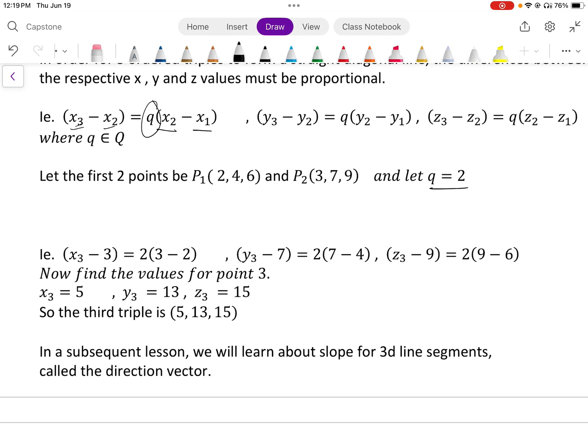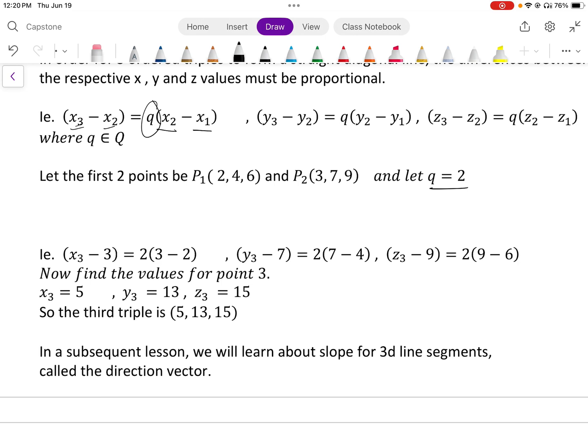So if we calculate our change in x from point 1 to point 2, we get 3 minus 2. That's x2 minus x1. It's going to give us 1 times 2. That should be equal to x3 minus 3. Y3 minus 7 equals 2 times 7 minus 4. Z3 minus 9 equals 2 times 9 minus 6. Calculating each one, I get x3 equals 5, y3 equals 13, and z3 equals 15. So a third triple would be 5, 13, and 15.